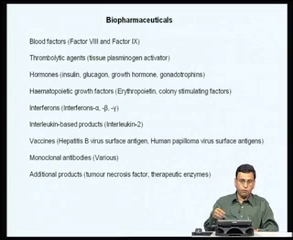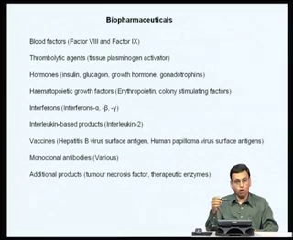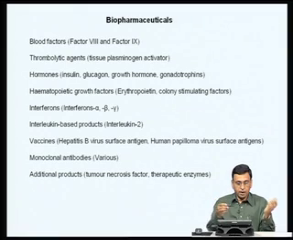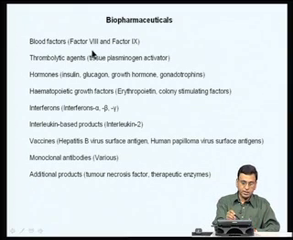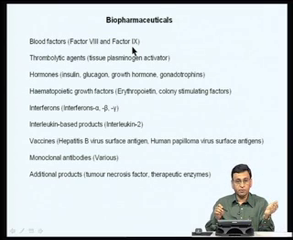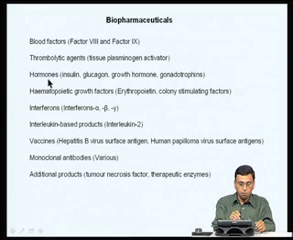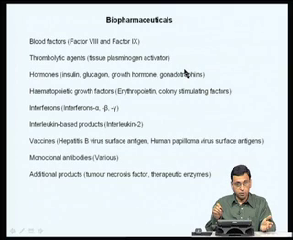As I have listed here, for example, a number of protein or biotech drugs or biopharmaceuticals have been produced using this kind of recombinant DNA technology. A number of blood factors like clotting factors, factor 8 and factor 9, which have tremendous implications for the treatment of patients suffering from hemophilia, have been produced using these recombinant DNA methods. Thrombolytic agents like streptokinase and tissue plasminogen activator have been produced using these protein expression systems.